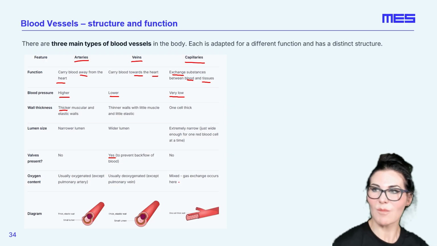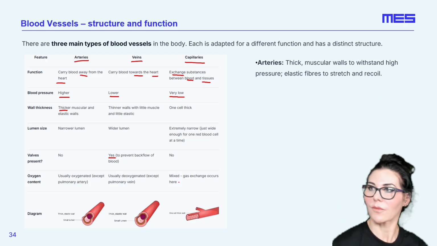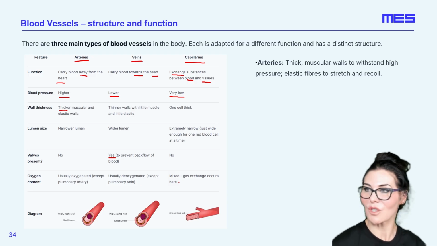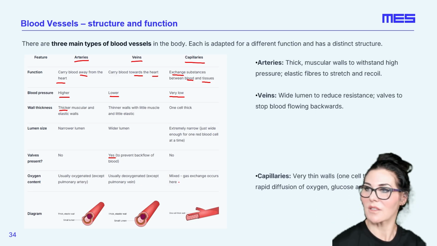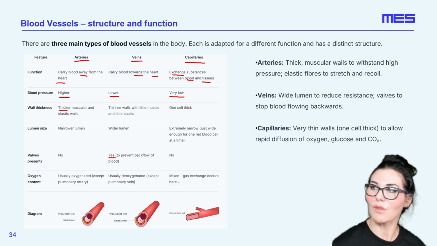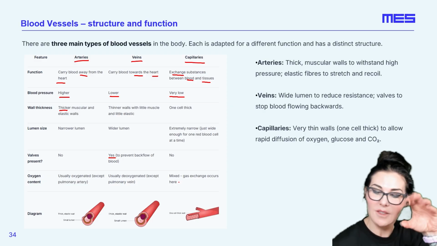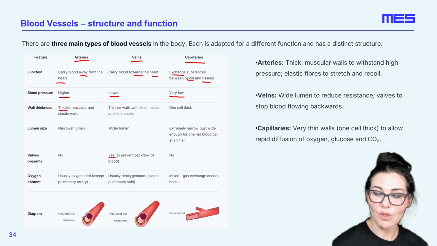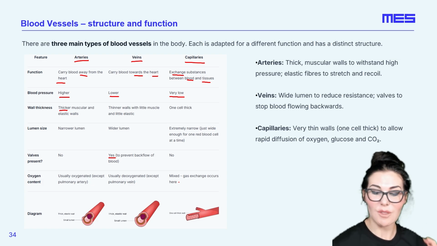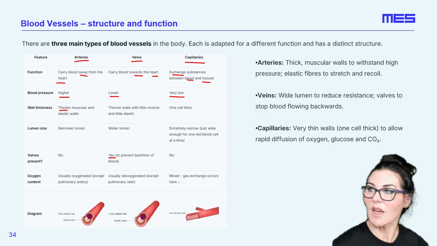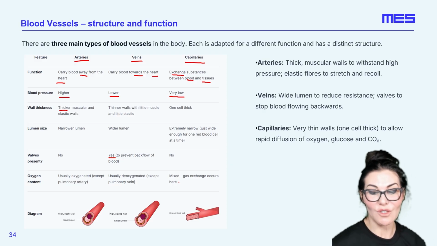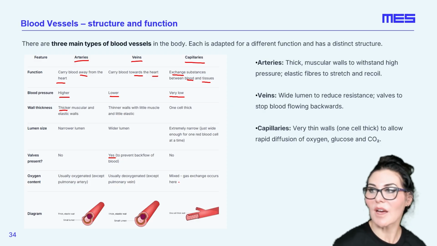Now, if we're going to just summarise this, if you were asked in an exam to differentiate between your 3 types of blood vessels, you can keep it quite short and sweet. And these are the 3 main things you would say. Arteries: thick muscular walls to withstand high pressure, elastic fibres to stretch and recoil with the heartbeat. Veins have a wide lumen to ensure lots of blood can flow easily through them because the pressure isn't there that there is in the arteries. And the valves prevent the blood backflowing, because it can do, because it's under low pressure. And the capillaries have these very thin walls, they're just 1 cell thick, for rapid diffusion of oxygen, glucose and carbon dioxide.